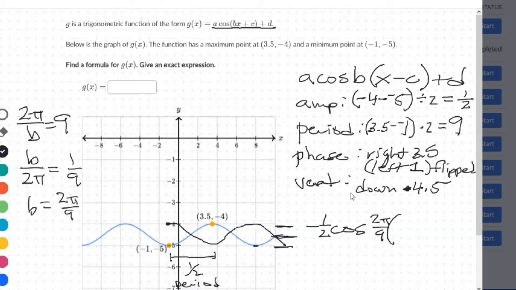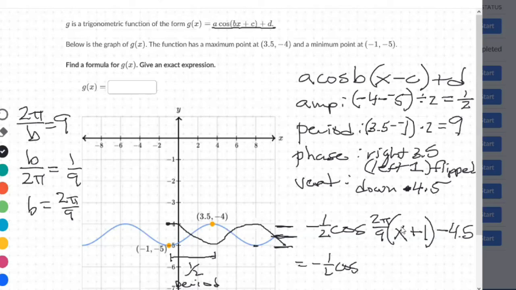And then phase shift, x. I moved it this way, so that would be left, so plus 1. And part of the reason I moved it left is because I saw this plus sign here, and I want to make sure I'm not going to get it wrong just because I put a minus sign in there. And then vertical shift down 4.5, so minus 4.5. But this is not the form they wanted. They wanted this form, so negative 1/2 cosine. I need to distribute that.